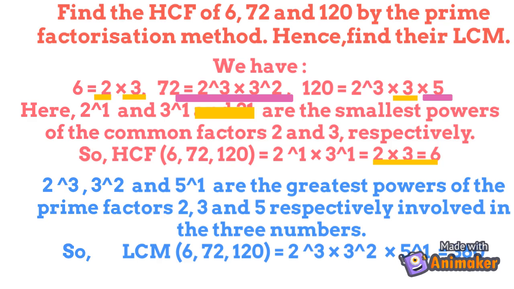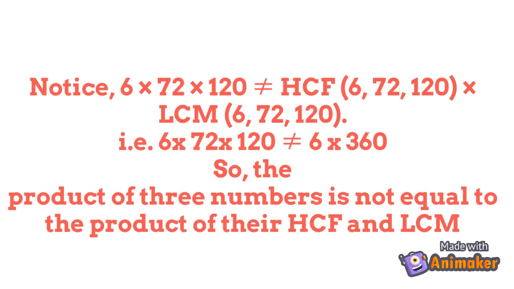and the result will be 360. Also notice that the product of the numbers, 6 into 72 into 120, is not equal to the HCF, that is 6, multiplied by the LCM, that is 360. So the product of three numbers is not equal to the product of their HCF and LCM.